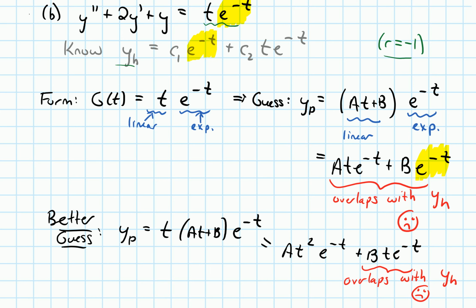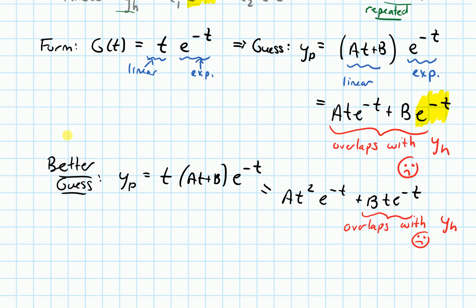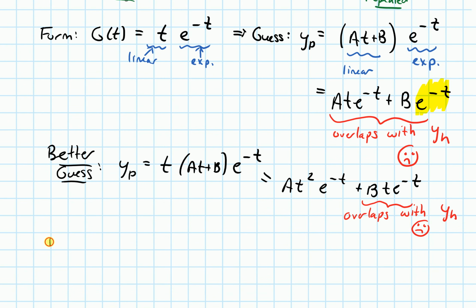And the reason why it's still overlapping is because our root was repeated. It had multiplicity 2, and that's why, on a more conceptual level, we are running into this problem twice. So multiplying by t once wasn't good enough. We actually need to do it again. And if we do it this one more time, we will get the right guess. So this will be the best guess. So let's multiply by t one more time. We'll now get t squared times at plus b times e to the negative t.